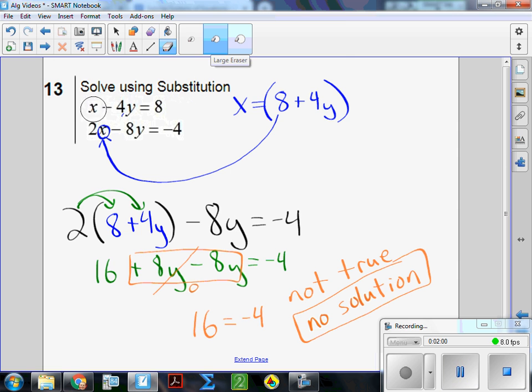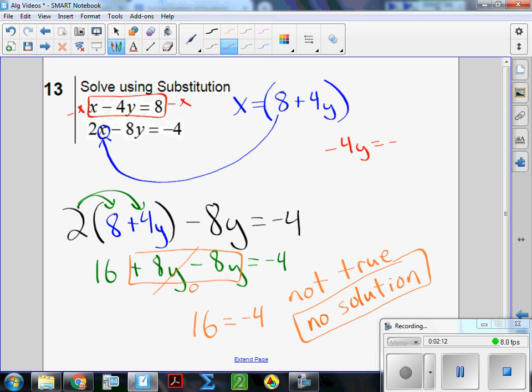So if I took the top equation and I rewrote it into slope-intercept form, I would start by subtracting x on both sides. So my x's would cancel on the left, and I'd have negative 4y equals negative x plus 8. And then if I divide by negative 4, I get y equals 1/4 x minus 2.